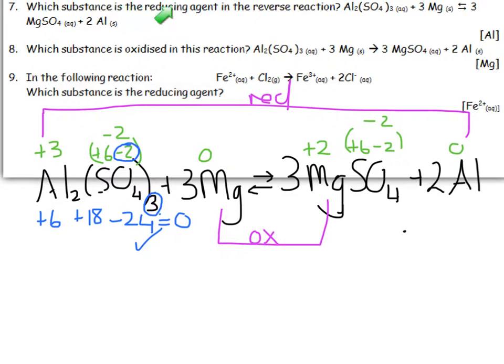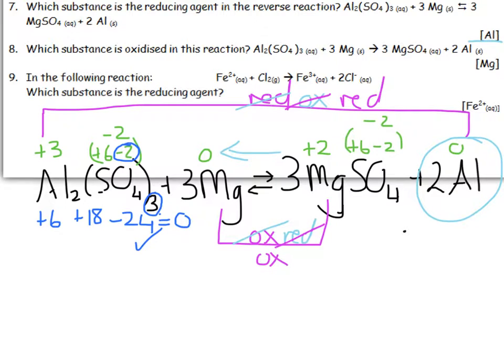First question, which substance is the reducing agent in the reverse reaction? So if I'm considering the reverse reaction over here, I am going to look at what happens if that goes backwards. This becomes reduced, this becomes oxidized, and they want the reducing agent. It is the substance that has been oxidized. So it's your aluminium. Which substance is oxidized in the reaction? So now going back to the forward reaction. For the forward reaction, what got oxidized? It would have been the magnesium that got oxidized.